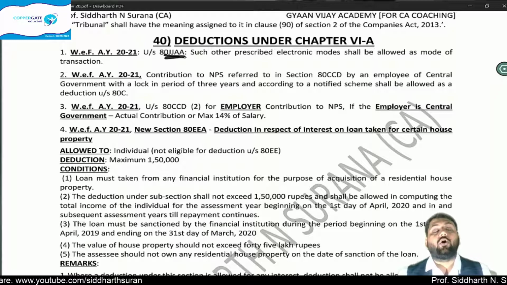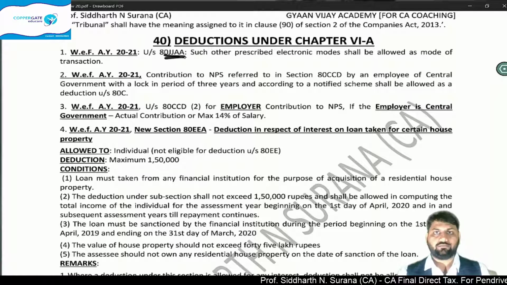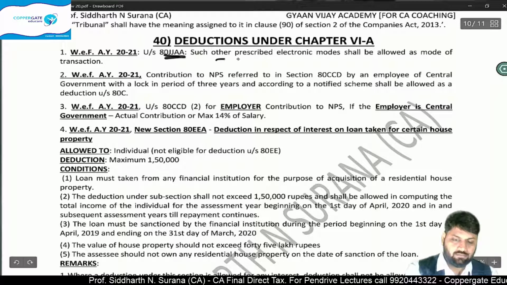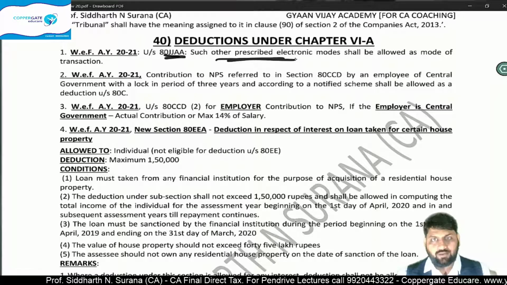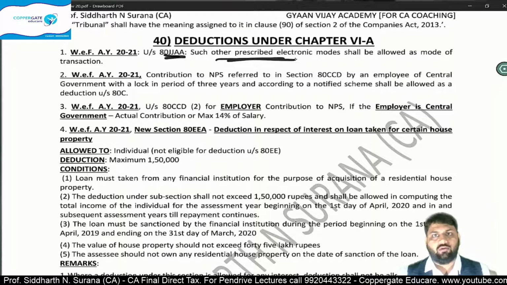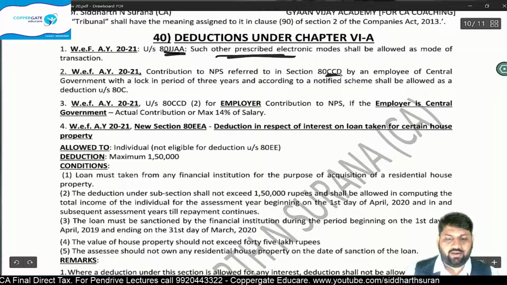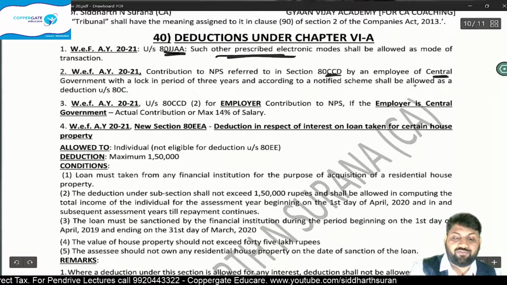What is 80JJAA? Remuneration paid, emoluments paid to new employees, 30% of your additional employee cost will be available as a deduction. There is a restriction on the mode of transaction: account payee cheque, account payee draft or electronic system. That will now also cover other prescribed electronic modes. Other than bank account, other prescribed electronic modes are also going to be covered. Is this understood?